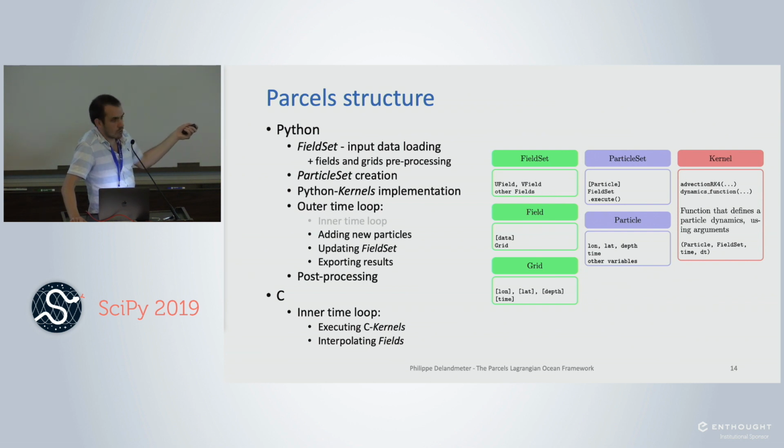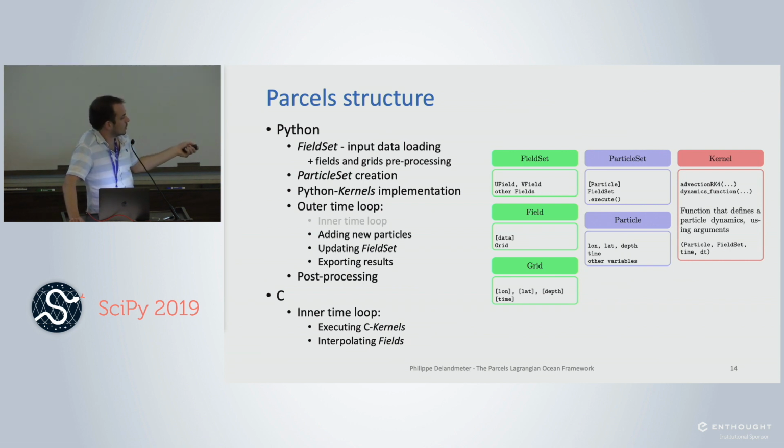Then you create your kernel. The kernel is really inducing the dynamics. You also write it in Python. And then you have your time loop. The time loop is adding particles, updating the field sets if you want to change something, or loading new time steps, exporting data, and the inner time loop. The inner time loop is where the real computation is done. And this is the one which is done in C.